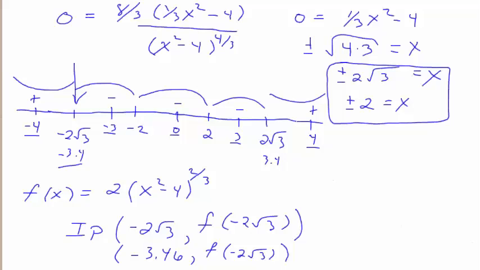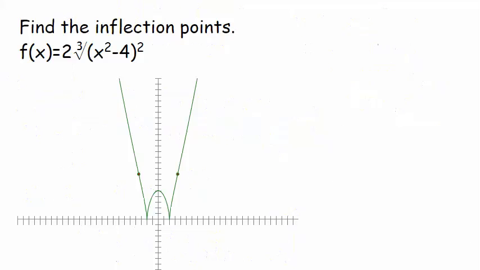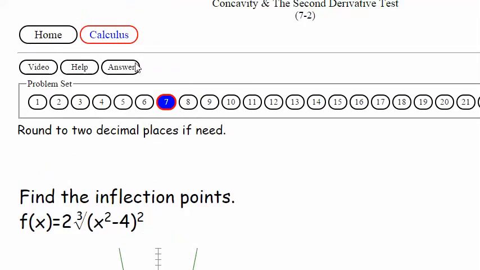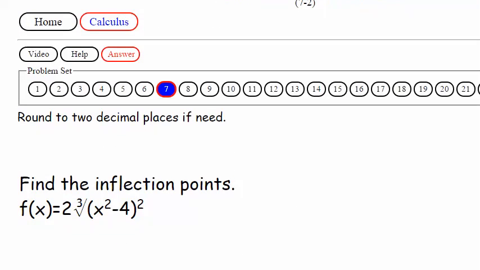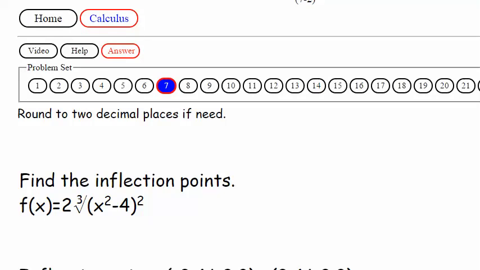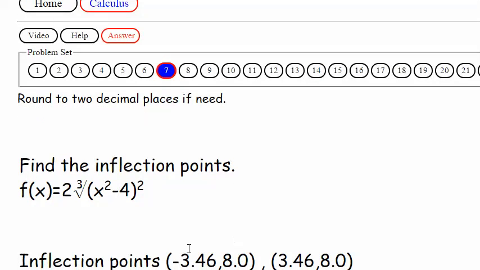Alright, so let's move back to the page and hope that's what we end up with. This is actually interesting here. We only get 1 decimal place, but it must be that when you plug that in you get 8. But anyway, so negative 3.46 and then 8, and 3.46 and 8.